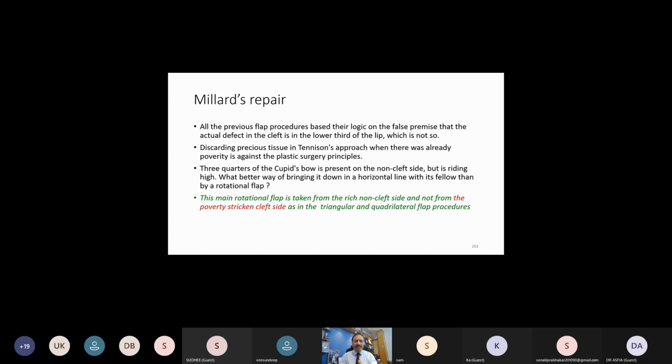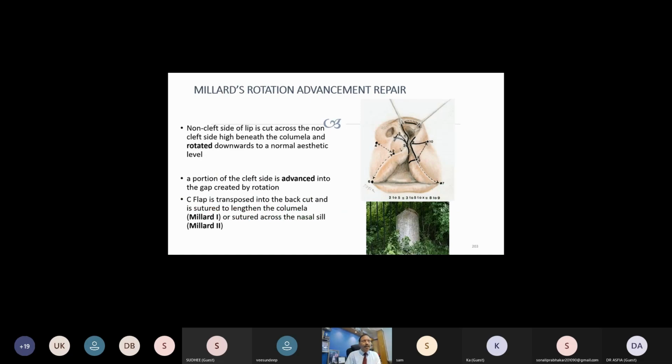If it is a Randall-Tennison, the triangular defect is created just above the Cupid's bow, and the triangular flap is brought in from the lateral side. So even Millard brought the tissue from the lateral side only. So the deficiency on the medial aspect of the cleft is always fulfilled by borrowing tissue from the lateral side. But even then, Millard said it is a poverty-stricken side when it is a donor, as it provides tissue for the deficiencies on the medial side of the cleft. So these were the designs of the cleft.